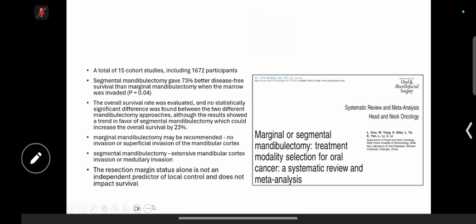So they suggested a marginal mandibulectomy when there is no invasion or superficial invasion, and segmental mandibulectomy when there is extensive mandibular cortex invasion or medullary invasion.